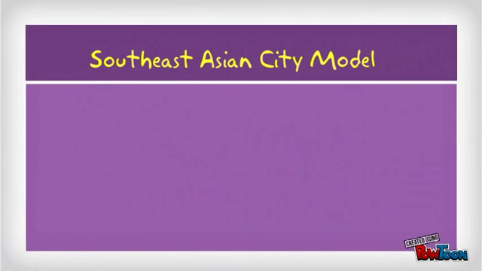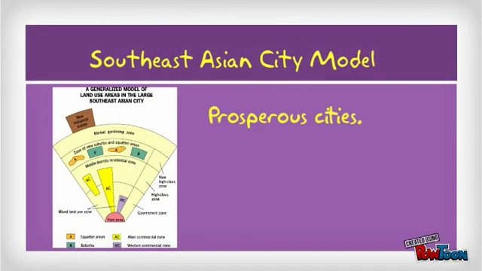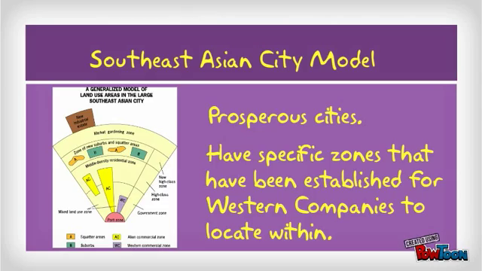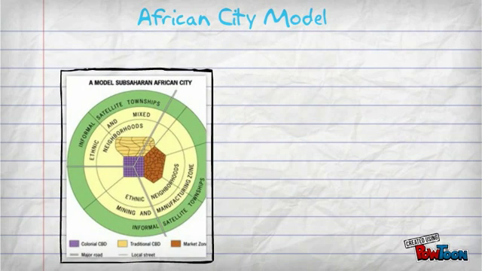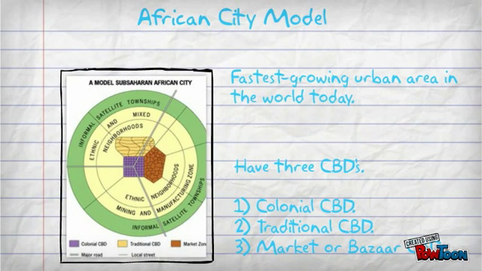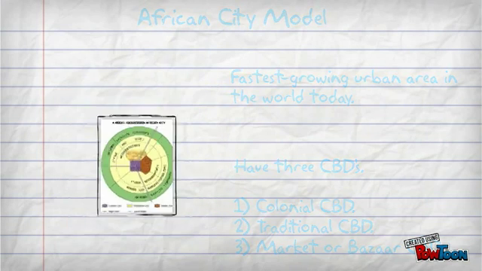The second model is called the Southeast Asian City Model. These cities are very prosperous and have specific zones that have been established for Western companies to locate within. The third model is called the African City Model. African cities are the fastest growing urban area in the world today. The structure includes 3 distinctive CBDs: the colonial CBD, the traditional CBD, and the market or bazaar CBD.